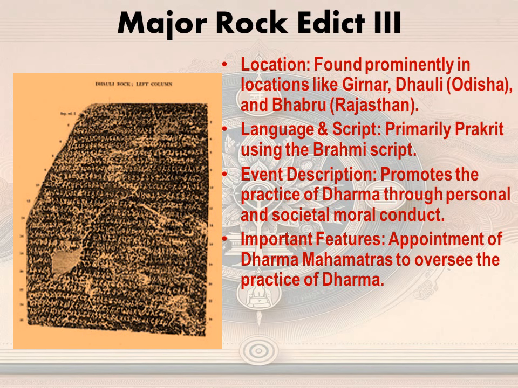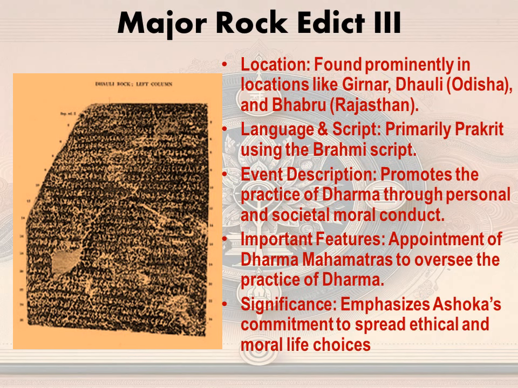Appointment of Dharma Mahamatyas to oversee the practice of Dharma. This inscription also says that Emperor Ashok appointed dharmic officials whose duty was to see that the principle of Dharma is being maintained throughout the state. Emphasizes Ashoka's commitment towards spreading ethical and moral life choices.